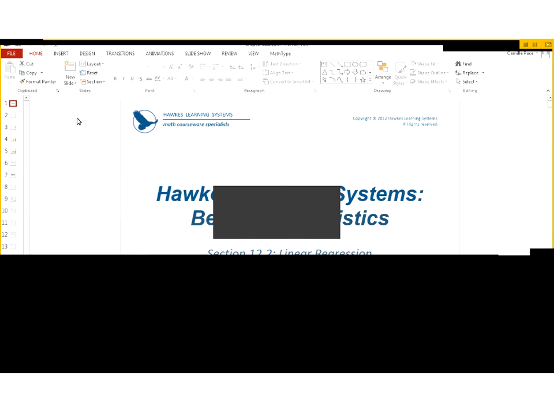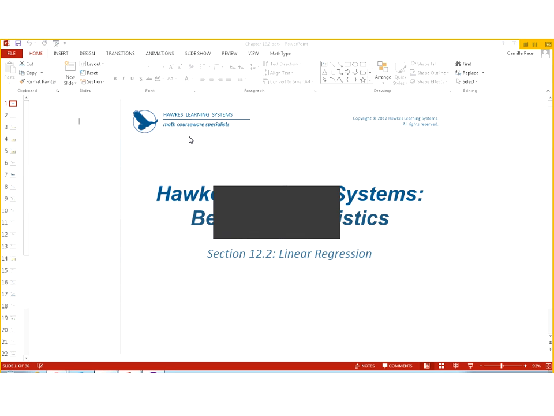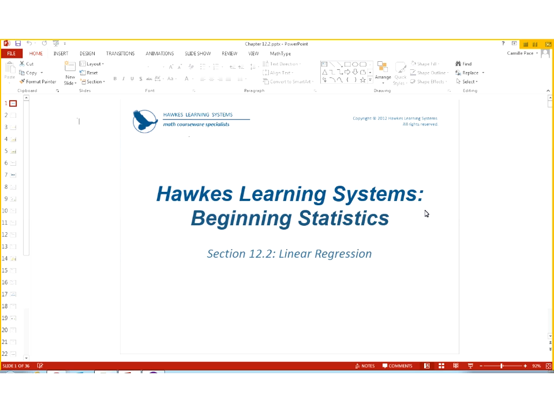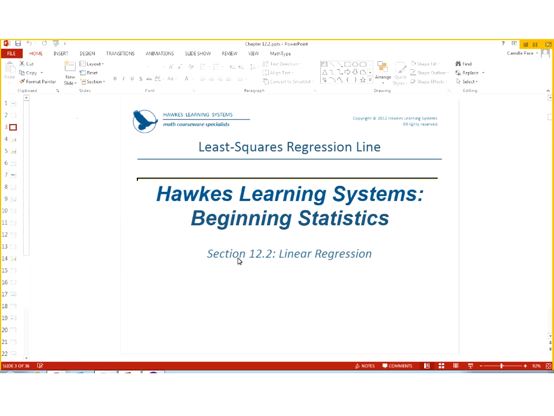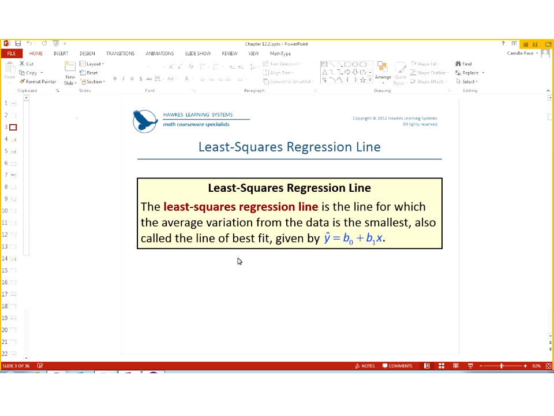Hey guys, so let's keep going and let's go to 12.2, and let me go ahead and open the PowerPoint. Okay, 12.2 follows 12.1, and now we're actually going to see how to make a line that best fits that scatter plot. So looking here, the least squares regression line is the line for which the average variation for the data is the smallest. Also, it's called the line of best fit, and I actually think that's the best way to do it.